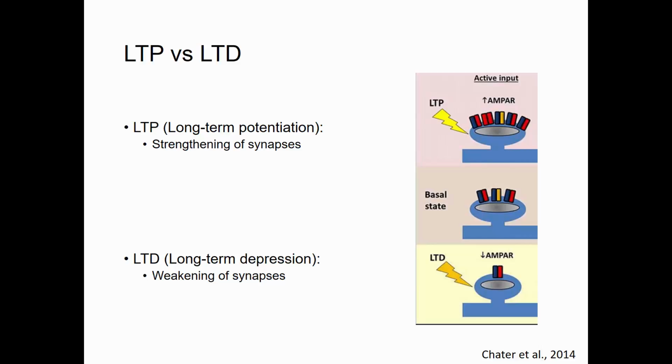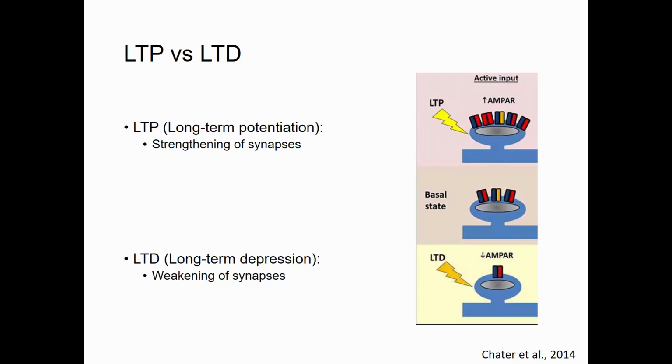So I just wanted to talk very briefly about LTP and LTD, as this is important to the hypothesis of mGluR signaling in Fragile X syndrome. We could spend a whole series of lectures on LTP and LTD, but very generally and briefly, LTP stands for long-term potentiation, and this is the strengthening of synapses, whereas LTD is long-term depression, and it's the weakening of synapses.